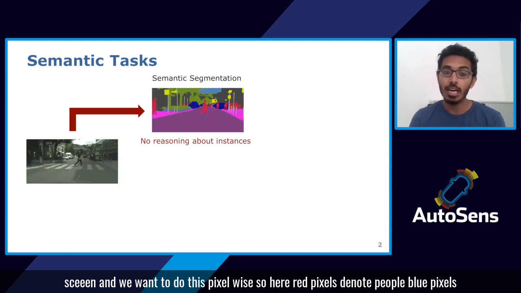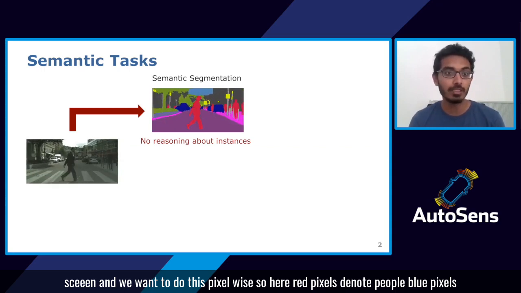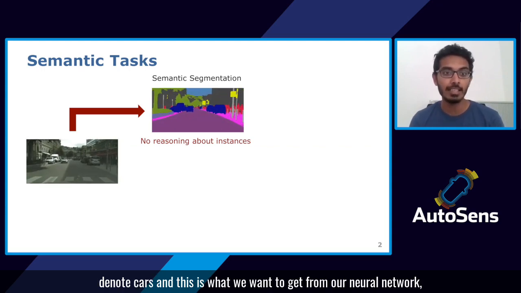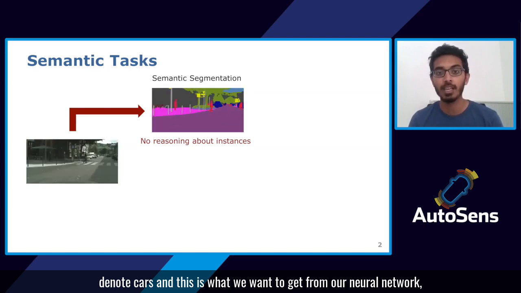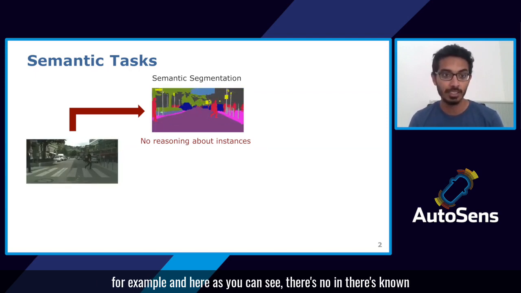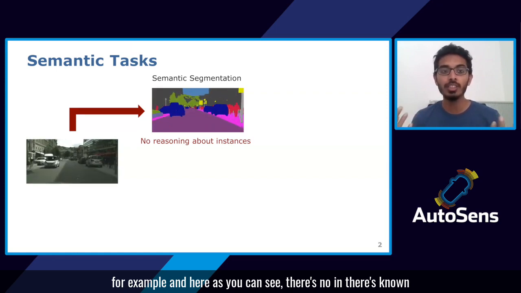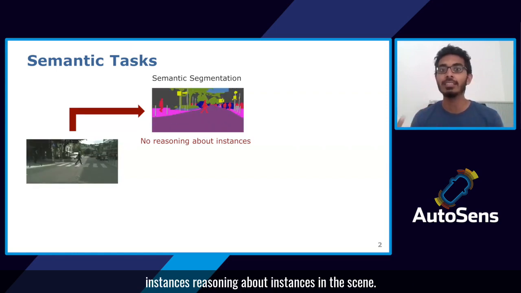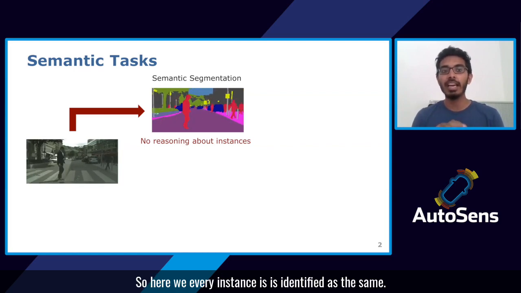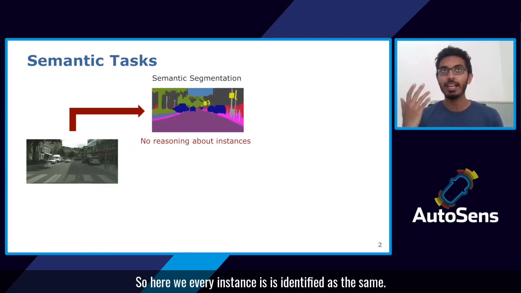So here, red pixels denote people, blue pixels denote cars, and this is what we want to get from our neural network, for example. And here, as you can see, there's no reasoning about instances in the scene. So here every instance is identified as the same.